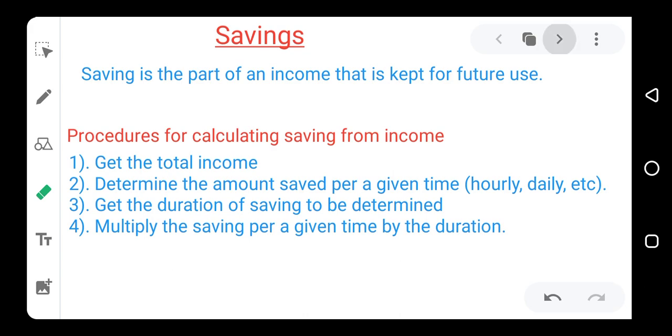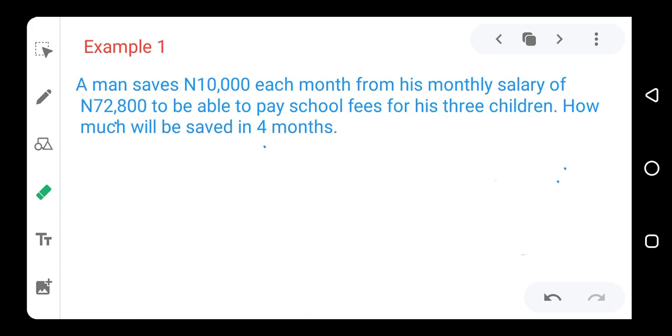Now let's look at an example. In this example one, a man saves 10,000 naira each month from his monthly salary of 72,800 naira to be able to pay school fees for his 3 children. How much will be saved in 4 months? Now, our major aim is to determine the amount that is saved per given time and then the duration.